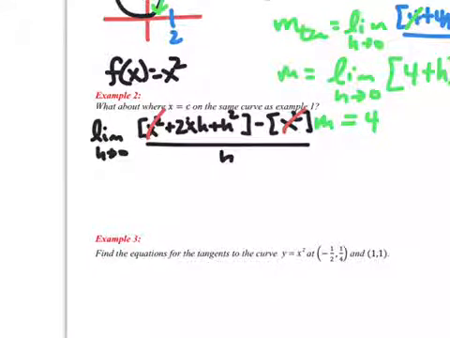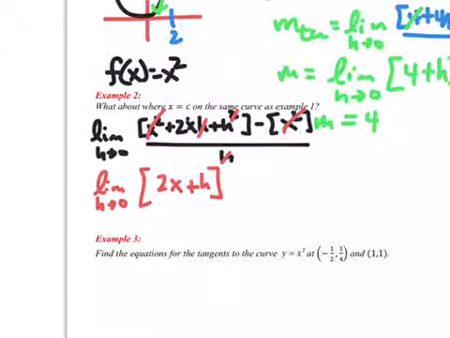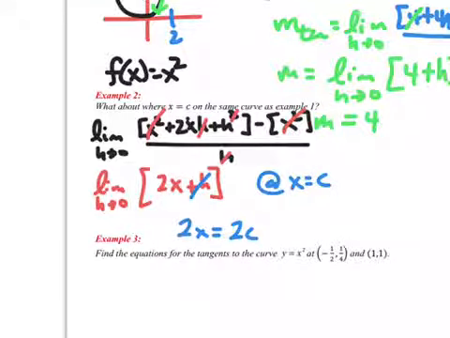It looks like I get an h that cancels. So right now I have the limit as h goes to 0 of 2x plus h. Now I wanted this to be evaluated at x equals c. So first thing I'm going to do is as h goes to 0, that's just going to disappear. So I'm going to get 2x. If I want x to equal c, then my slope would be approaching 2c. So whatever my x value is, my slope will be twice as large as that x value.